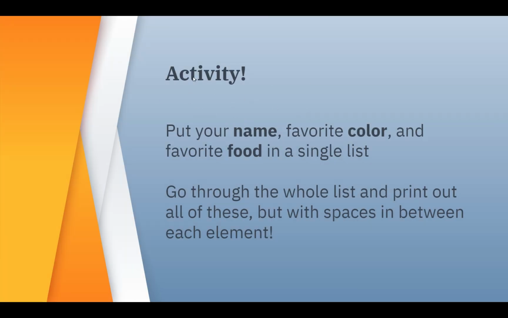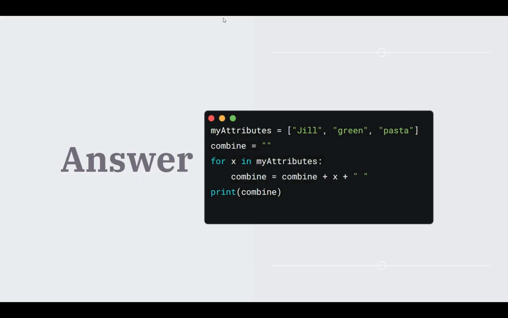So for our activity, you should put your name, favorite color, and favorite food as strings in a single list, and then have a for loop that will print all of these. So go through the whole list and print them, but it'll have spaces in between each element. So you can't just print them, you want a space. So that should look something like this.